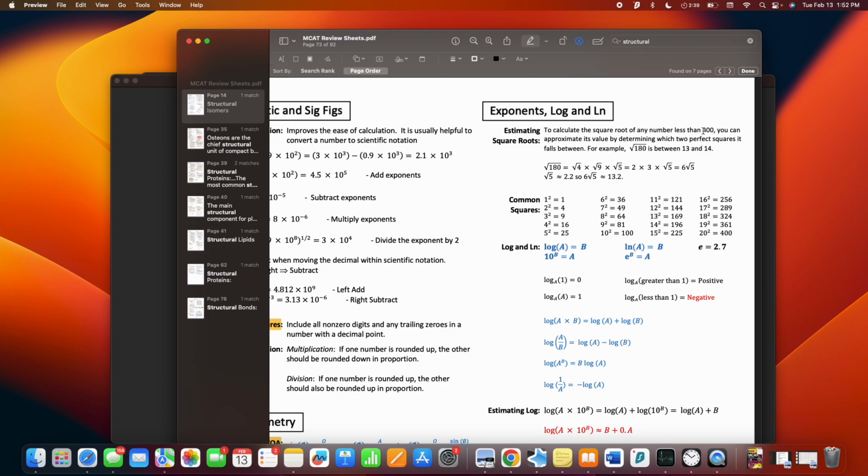So for less than 400, you can approximate its value by determining which two perfect squares it falls between. So for 180, the square root of 4 times 9 times 5 is 2 times 3 times square root of 5, which is 2.2, because the square root of 4 is 2 and the square root of 9 is 3.